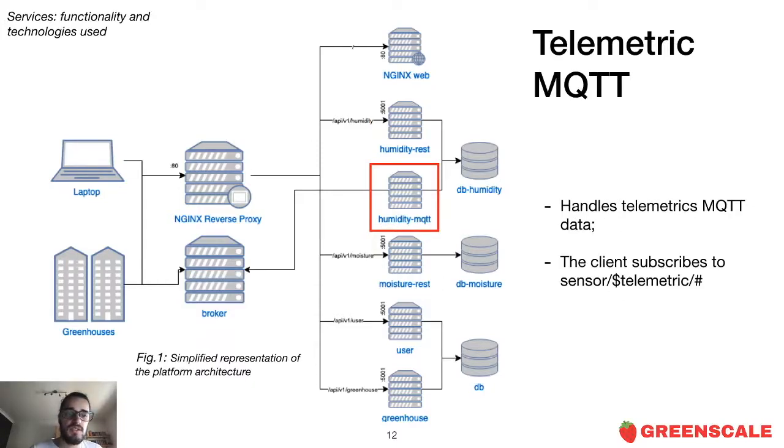This service, the telemetric MQTT, provides an API to the telemetric database through the MQTT services. The client subscribes to sensor/the type of telemetric/#. This will handle the public messages, verifying them and saving them to the database.